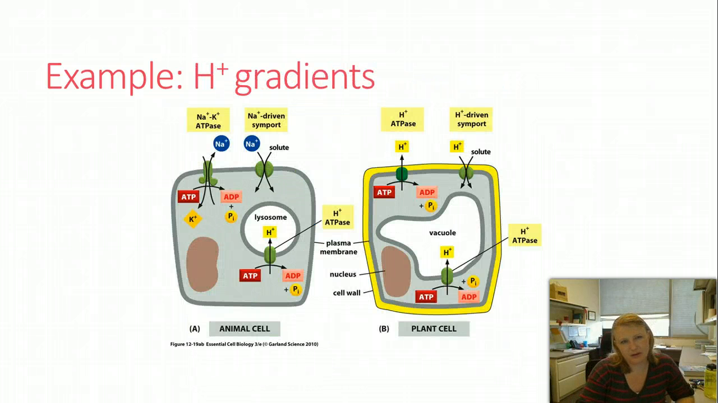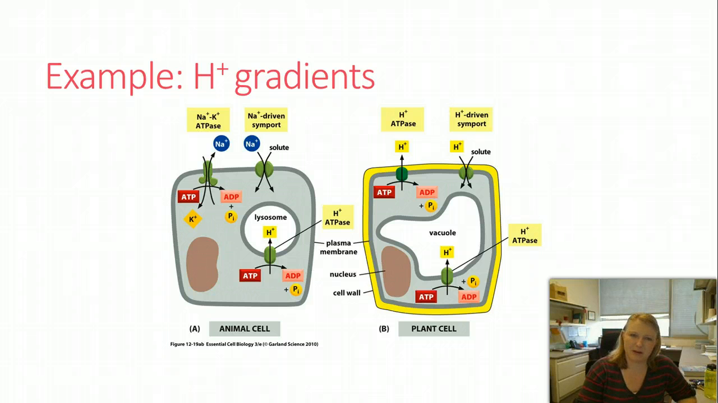Another thing that's important to understand before we move on is hydrogen gradients. We're going to talk about these proton gradients in chapter 14 when we're talking about photosynthesis and cellular respiration, the electron transport chain. But it's important to know that cells use these too, for a variety of activities to help induce passive transport. They use active transport to make passive transport possible, and you can see some examples here. Prokaryotes and fungi and plants use this a lot. Animal cells not so much, but it's important to understand how this works.